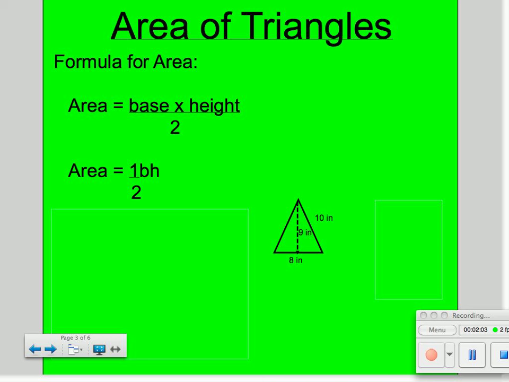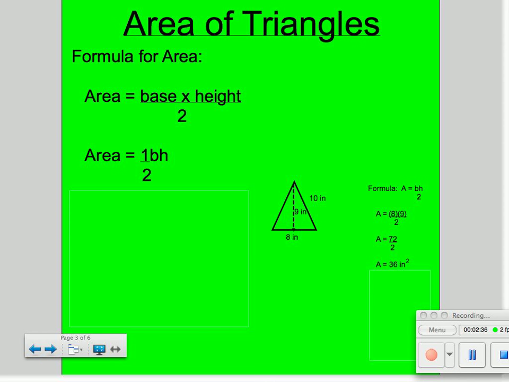So we can see that we've got this dashed line coming down from the vertex to another side. So we can say that our height is 9 inches, and that's coming down to our base, which is 8 inches. So what you're going to want to do is use the formula. There it is. And then you're going to plug in what you know. We know that our base and height are 8 and 9. We're going to multiply 8 times 9, which is 72. Slice that in half, dividing by 2, and we get our answer. The area is 36 square inches.